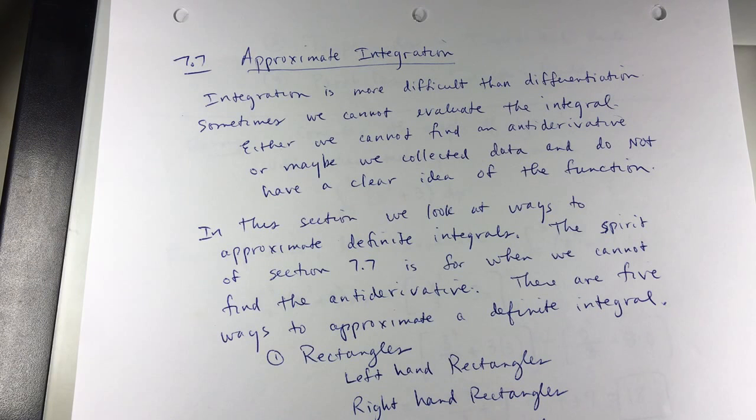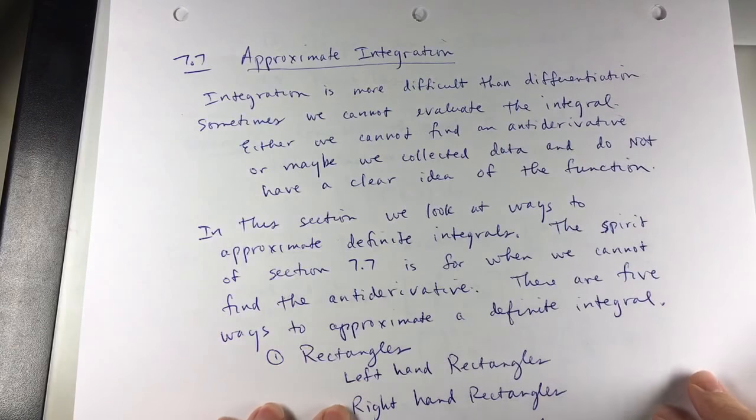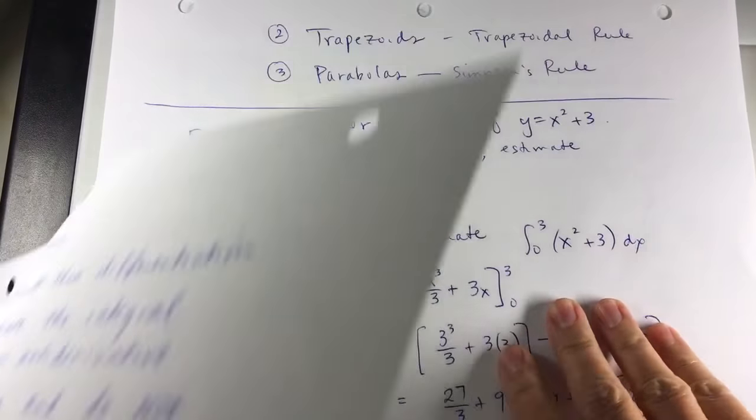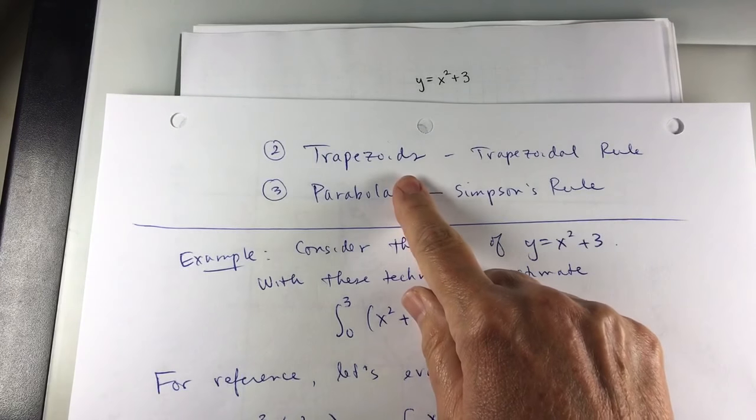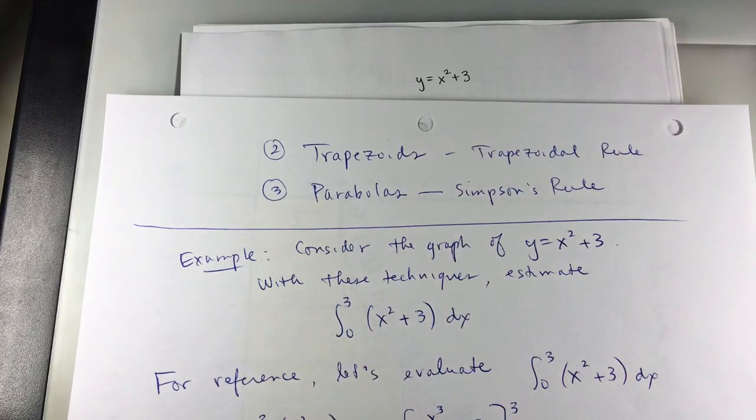So we could use 5 different things. Left hand or left end rectangles, right hand rectangles, midpoint rectangles, which I didn't do yet. We'll do that today. We could use some trapezoids. We could use parabolas. If you use trapezoids, it's a trapezoidal rule. If you use parabolas, it is a Simpson's rule.